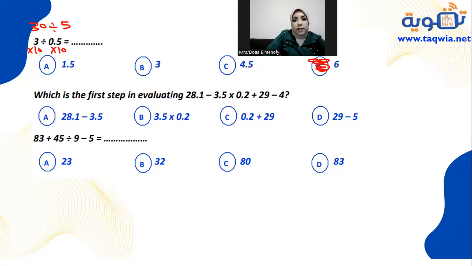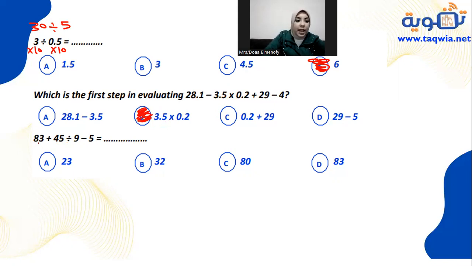Here in this problem, it asks what is the first step that you're going to do. Here we have minus, multiply, plus, and minus. So you're going to start with multiplying. Yes, so the first step is to multiply 3.5 by 0.2.